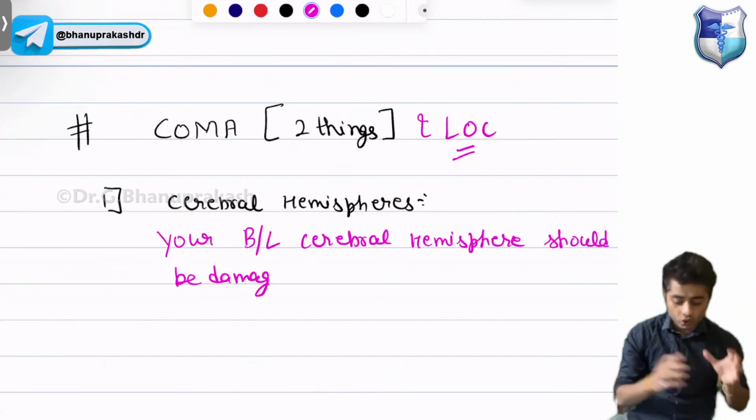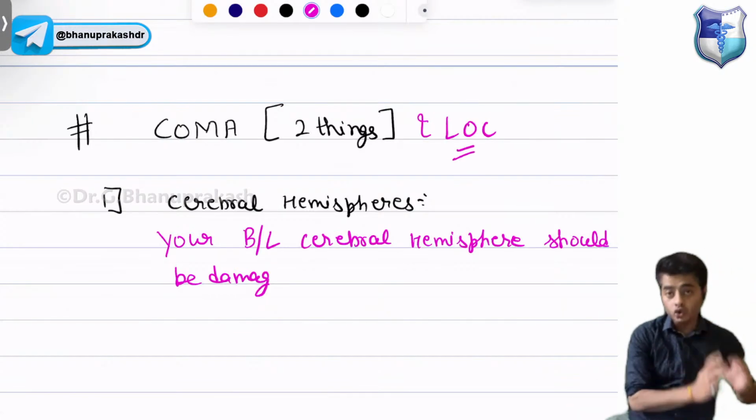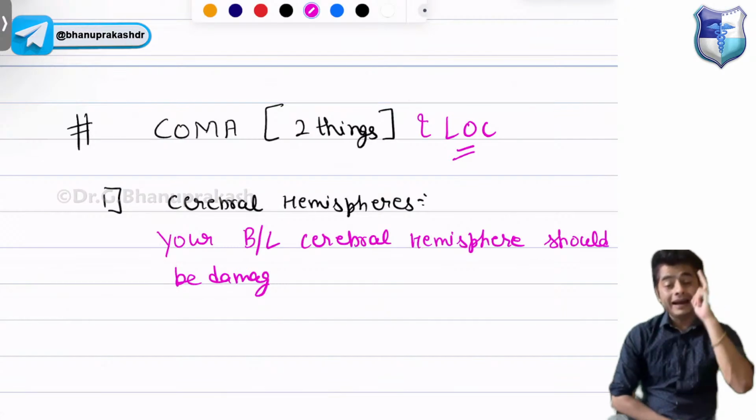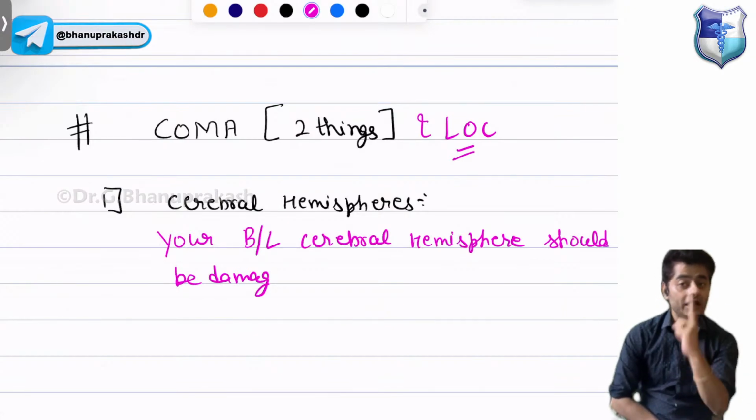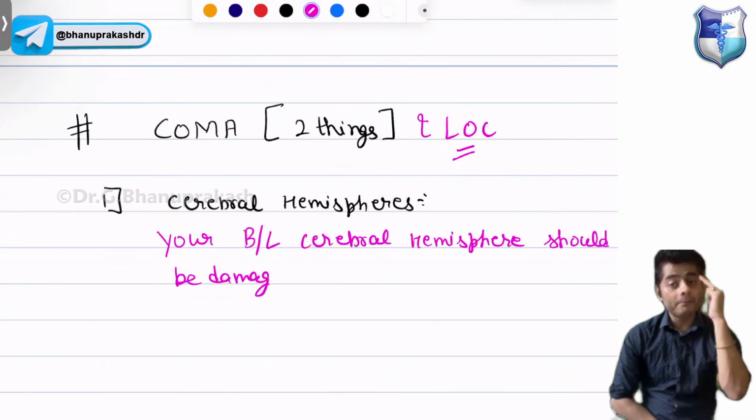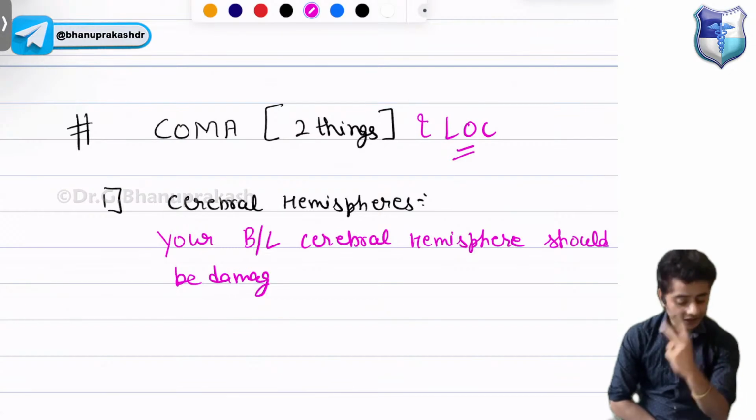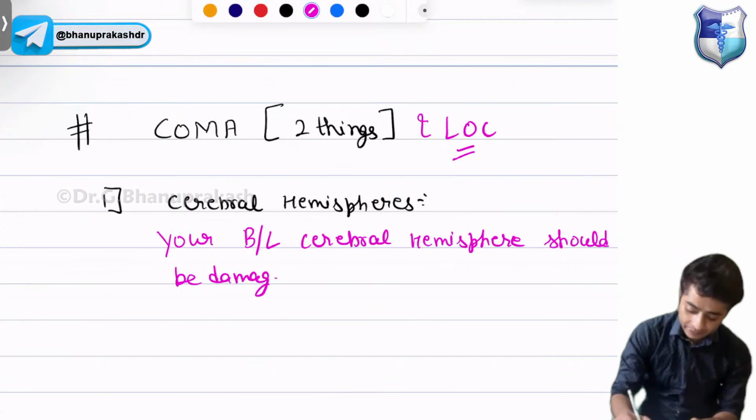So, for you to lose consciousness, for you to be in coma, your bilateral cerebral hemispheres should be damaged, not a single one. Your bilateral cerebral hemispheres should be damaged. Has everyone got this concept?